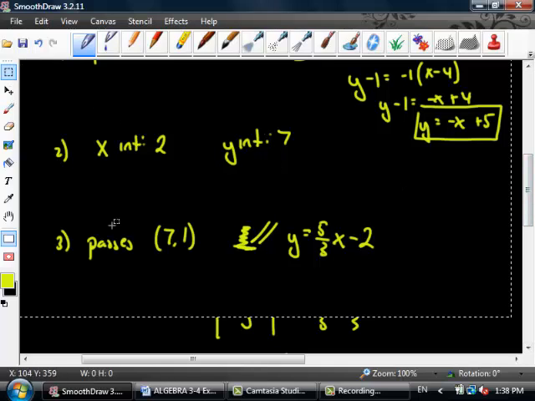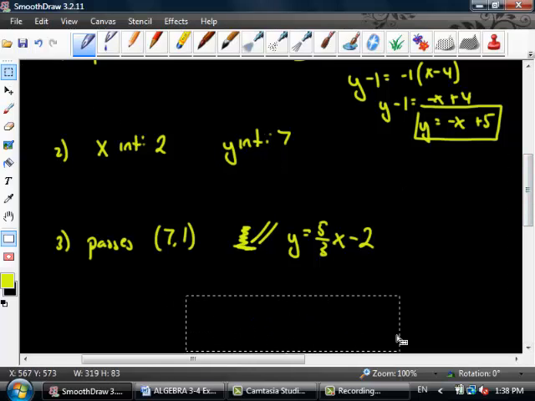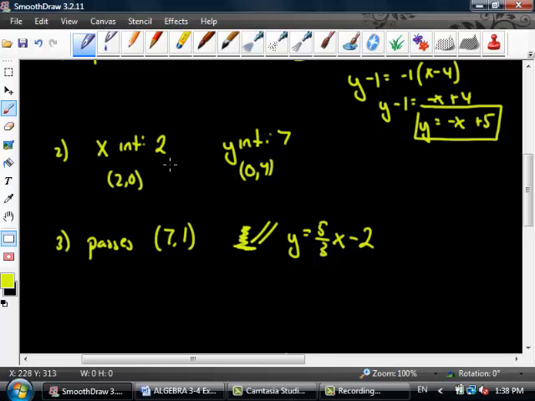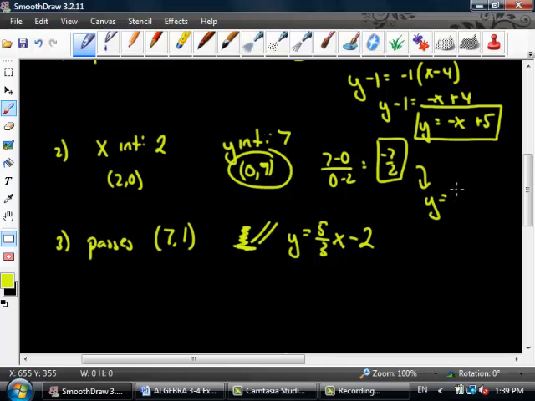X-intercept equals 2, y-intercept equals 7. That tells you information about where those coordinates are. That is 2, 0 and 0, 7. What you do with this information is find the slope: 7 minus 0 over 0 minus 2. So I get negative 7 over 2 as my slope. From here, I can make the jump because I've already been given the y-intercept. The equation is y equals negative 7 over 2x plus 7. Raise your hands if you got that one correct. Piece of cake, right? Okay.